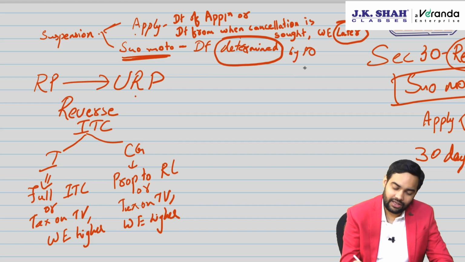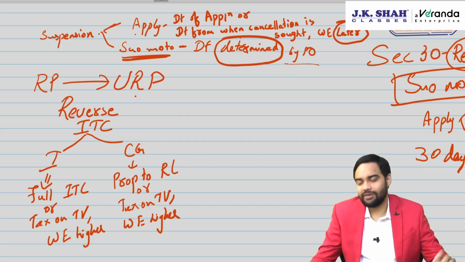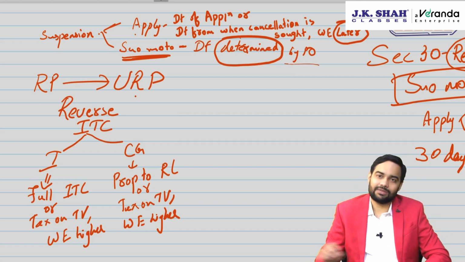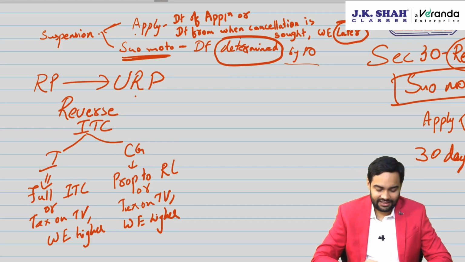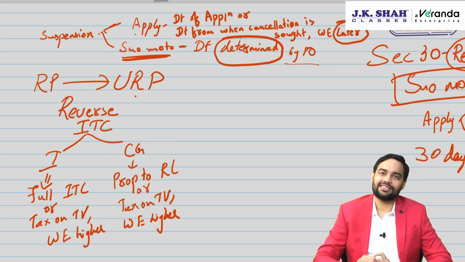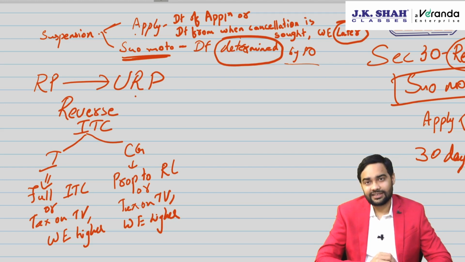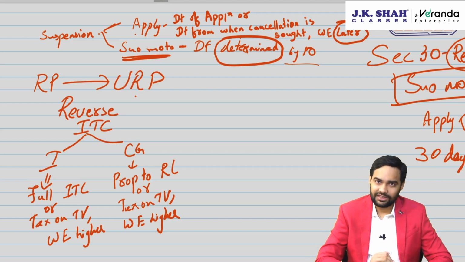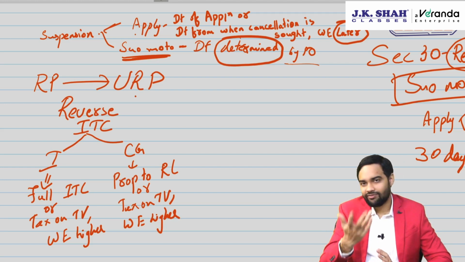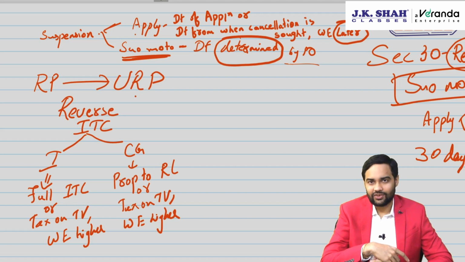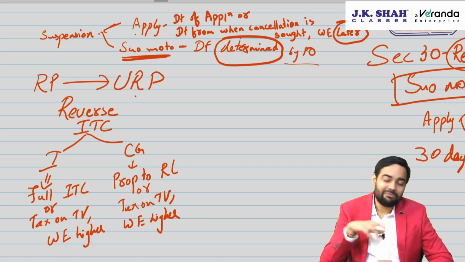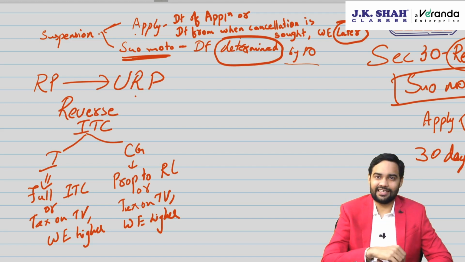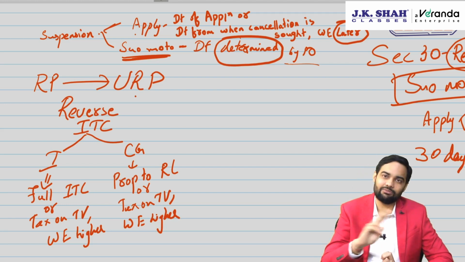Now in suspension, I will not be able to make taxable supplies. That means I cannot collect tax from customer. And second, I am not required to file GST return. There are 2 cases where deemed revocation of suspension happens. Say suppose I have not filed returns for 6 months, and then when I get a notice, I immediately file the return before cancellation, then the suspension is deemed to be revoked.